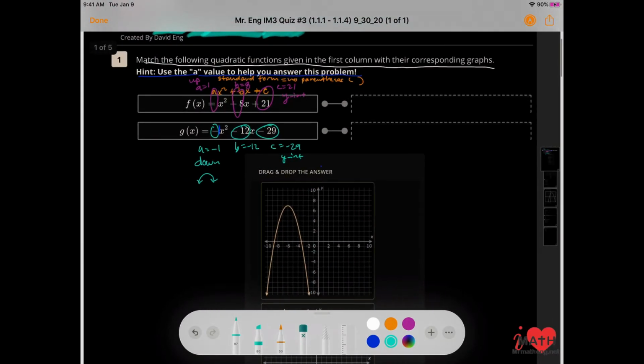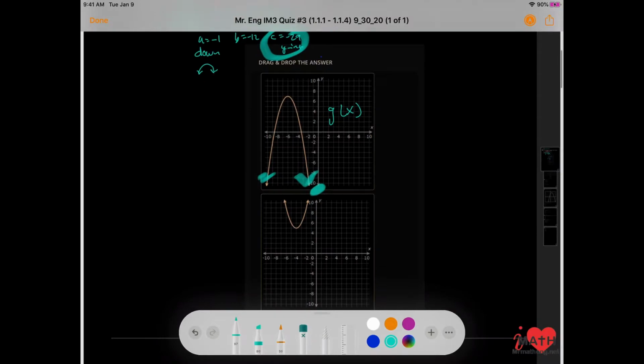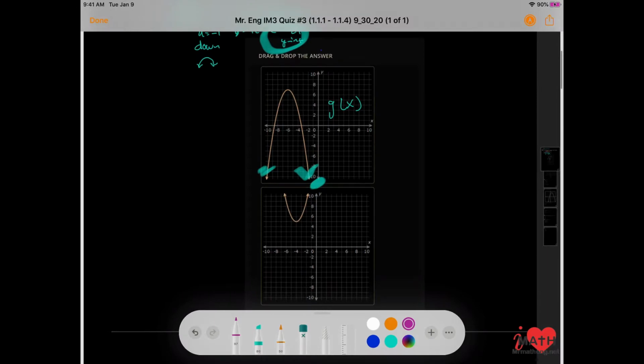So let's go ahead and look at my graphs here. Okay, so notice my C value of negative 29 is somewhere down here, and this graph is facing down. So this is going to be the g of x graph. And then this graph up here, you'll notice that the y-intercept is a positive number up here, and it's also facing up. So this is going to be my f of x graph. Okay?